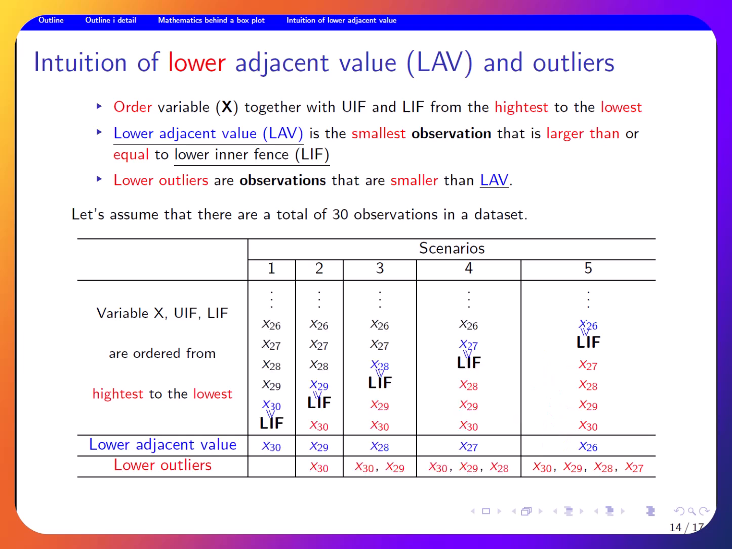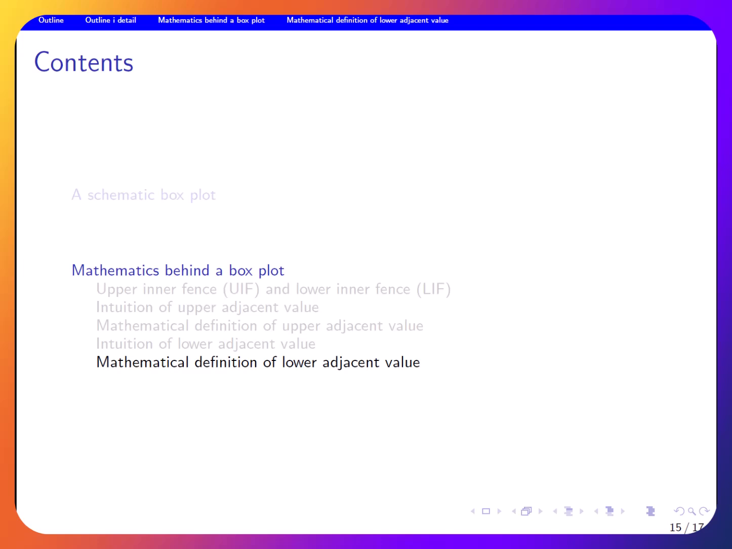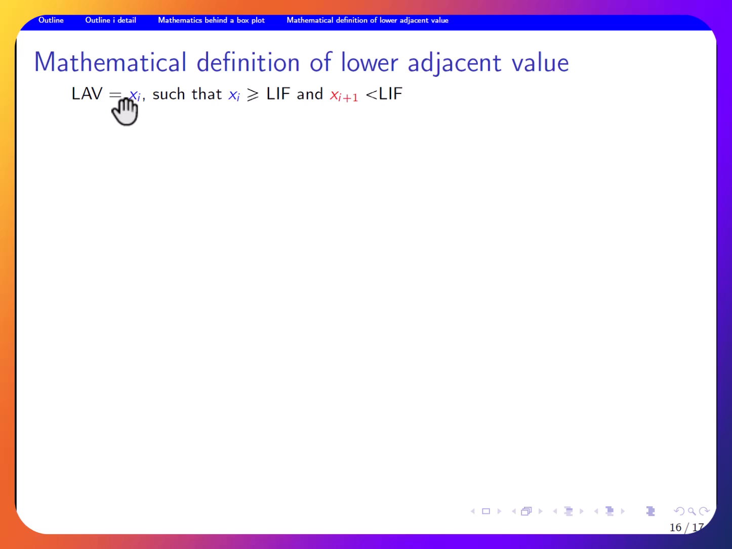Mathematical definition of lower adjacent value. Lower adjacent value equals xi such that xi is larger than or equal to the lower fence and xi plus 1 is less than the lower fence. Let's go through some examples.